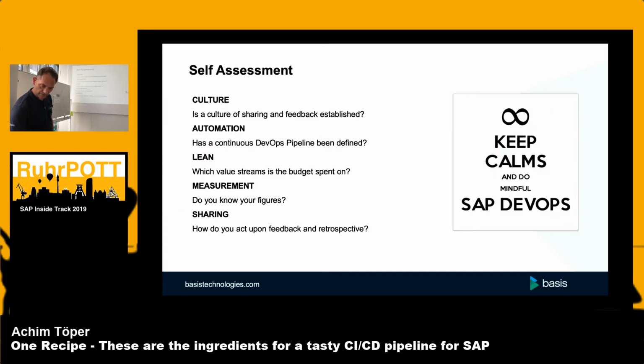So, if you want to do a self-assessment on how far you are on the Agile or DevOps way, you could ask a few questions around the CALMS word. So, is a culture of sharing and feedback established in my company? Did I define a DevOps pipeline for continuous delivery, continuous integration? Which value streams are the budgets spent on?